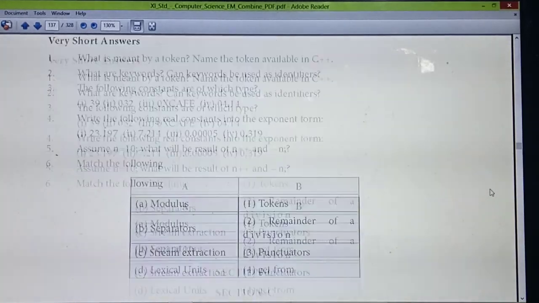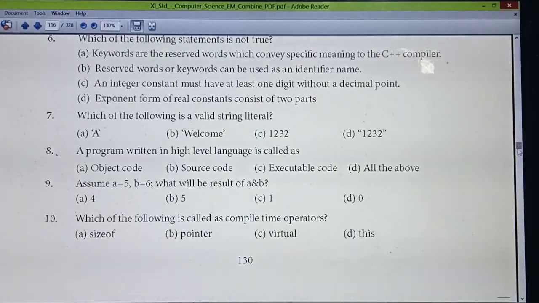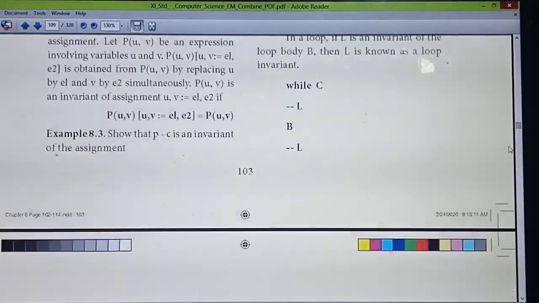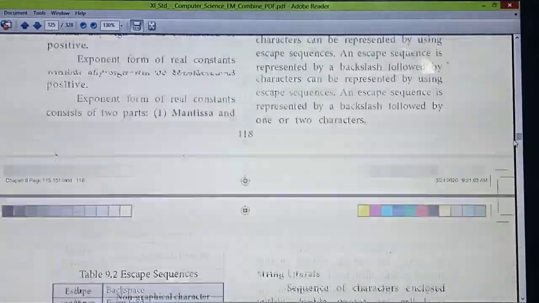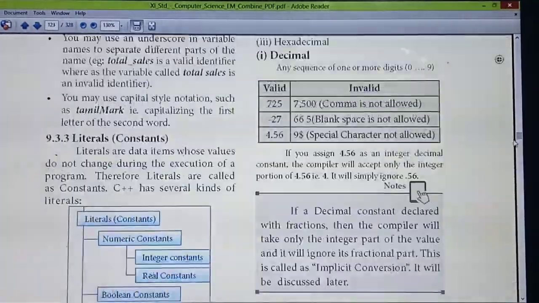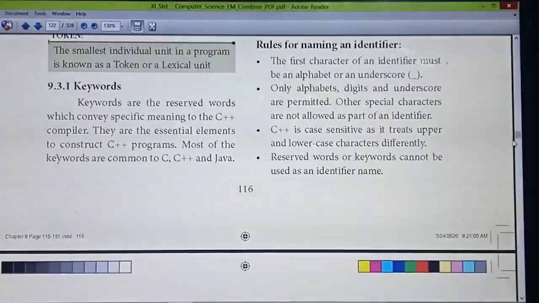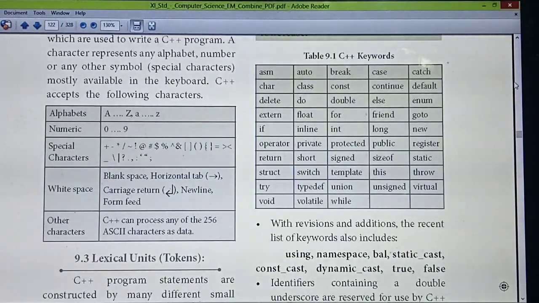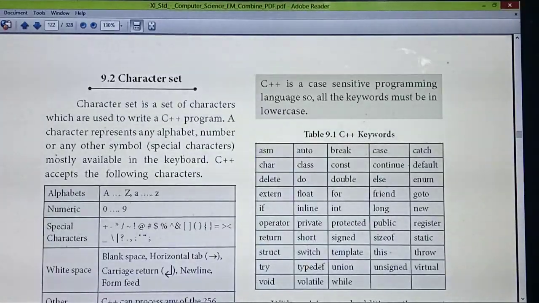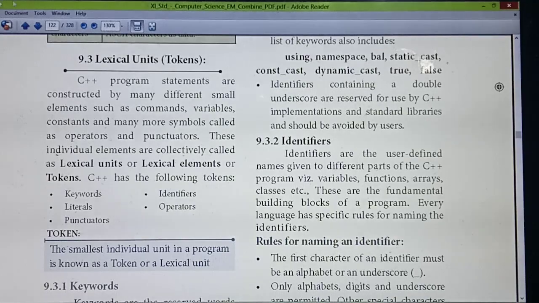First, take page number 116. So the first question answer is on page number 116. First 2-mark question: what do you mean by tokens? Okay. So page number 116, under the heading tokens. Have you all seen it under the heading tokens?